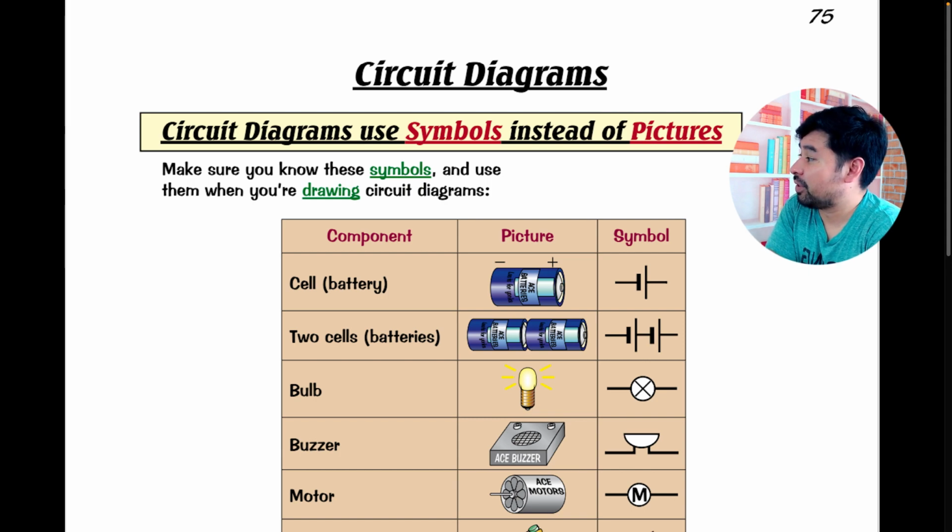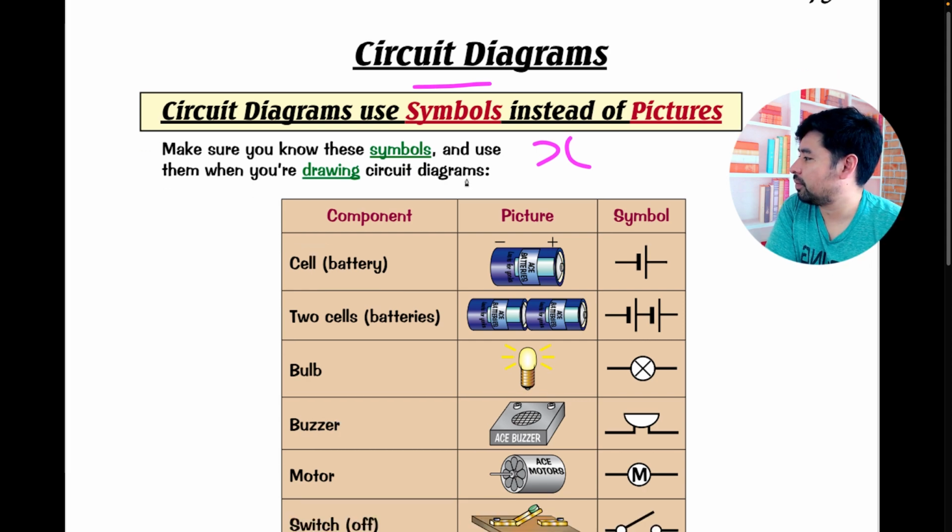Circuit diagrams use symbols. So we have the word symbols here. Very good. Instead, do you know that? Instead is like "ao invés de", okay? Instead of using pictures, we're going to use symbols. And later on, I'm going to give you a further explanation, but for now, let's check it out.